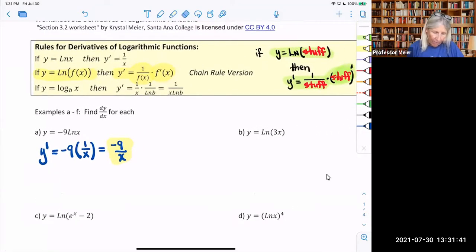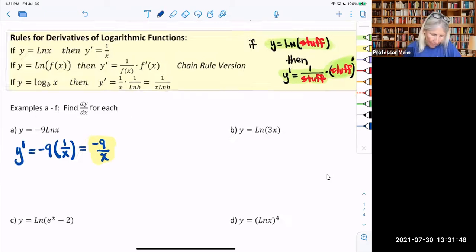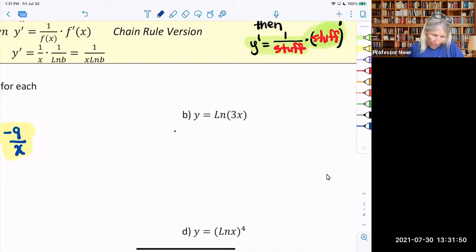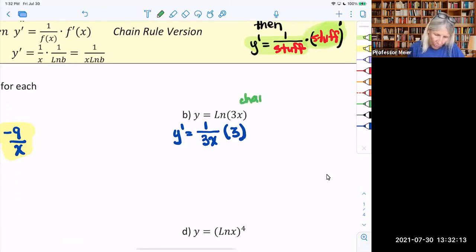Okay, let's take a look at B. So B, we have the natural log of 3x. So again, something more complicated than just plain old x. So we will have a chain rule here. So y prime is going to be 1 over that stuff, so 1 over 3x. But then because 3x has its own derivative, you have to multiply by the derivative of 3x. What's the derivative of 3x? Well, it's 3, actually. Now we clean it up. So this one is our example of our chain rule here.